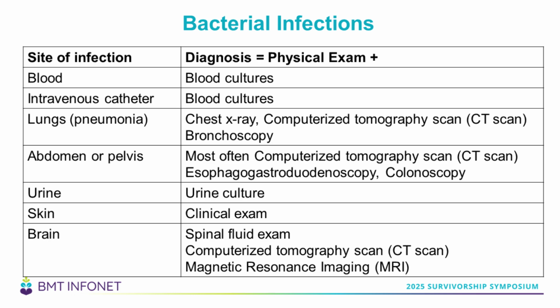So some of the common sites of infections that bacteria can cause infections are the blood. They can infect your intravenous catheter. They can infect the lungs, which cause a pneumonia. They can infect organs or your colon, areas in your abdomen and pelvis. They can cause urinary tract infections. They can infect the skin and even go to the brain.